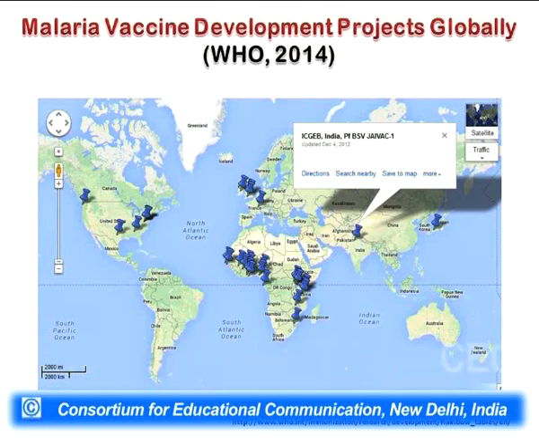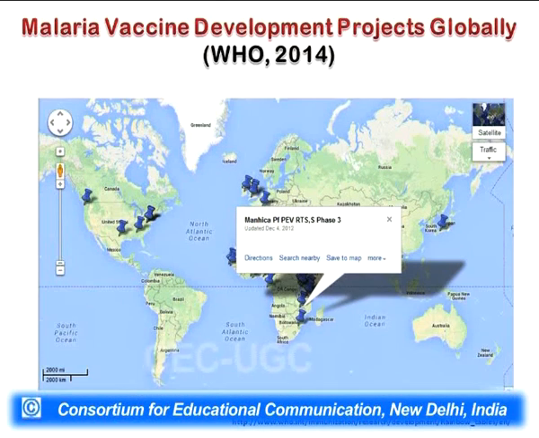In India, the ICGEB, which is the International Centre for Genetic Engineering and Biotechnology, has also developed a vaccine which is in phase trials, which they have named JAVAC, which is a blood stage vaccine. The other promising vaccine which has been developed is the RTS,S vaccine, which is against the pre-erythrocytic stages of malaria, and is in phase 3 human trials in Mozambique, Zambia, and other African countries. The recent results from these phase 3 trials of the RTS,S vaccine have been very promising, and they have shown a light that vaccines may come up in the near future.